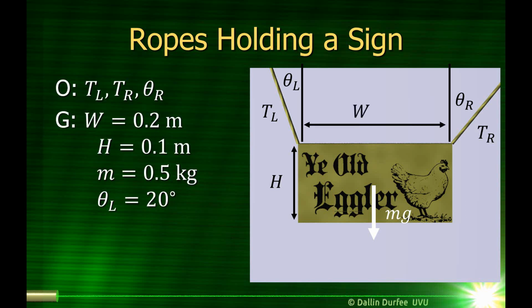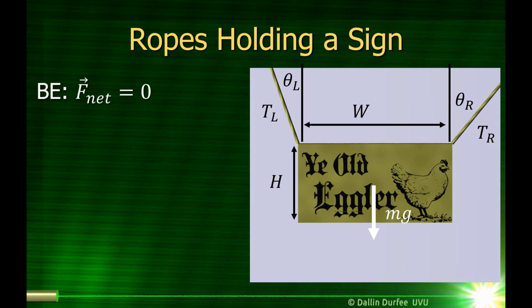Okay, so our objective is we want to find the force due to the two ropes, tension left and tension right, and the angle of the rope on the right. We're given the width of the sign, the height of the sign, the mass of the sign, and theta L, the angle of the rope on the left. Okay, our basic equations are the net force has to equal 0. If the net force is not 0, it's going to accelerate. It won't be in equilibrium. And the net torque on the sign about any axis has to be 0.